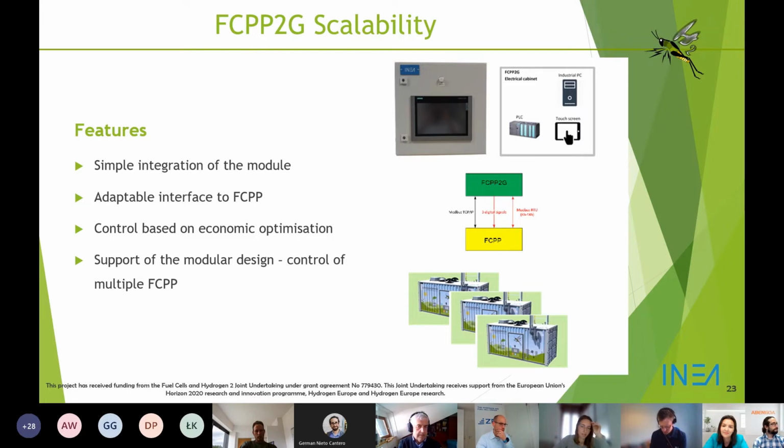Besides that, it's also very important that the system could be scalable. So the interface could connect several fuel cell systems together to cooperate with the demand responses that are needed for the, let's say, optimized operation of the system inside the smart grid.